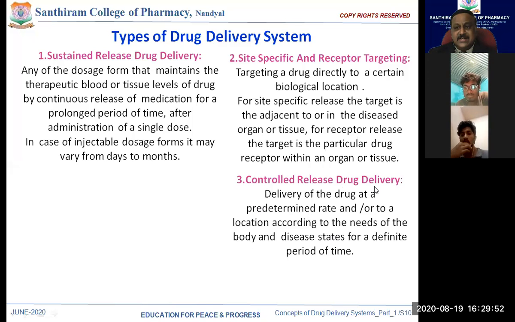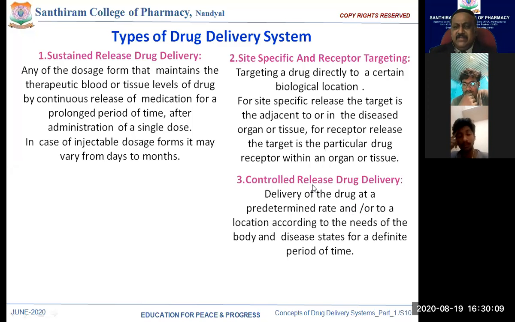The controlled release drug delivery system. Any question here? Well, very good. Clear. So now, first one, sustained release. Second one, site-specific. And third one is controlled release drug delivery.